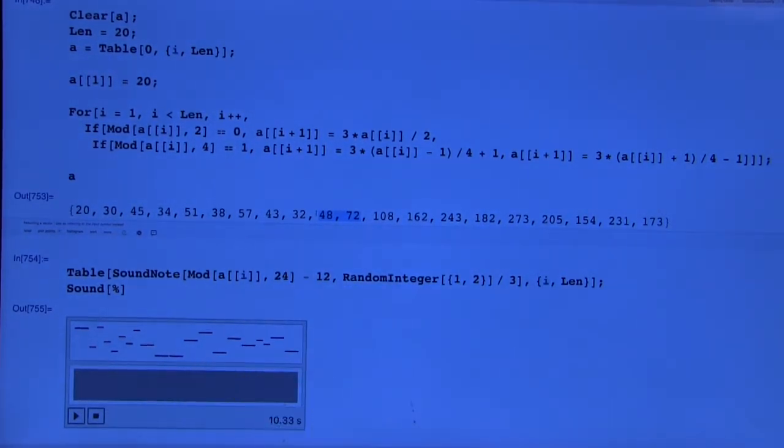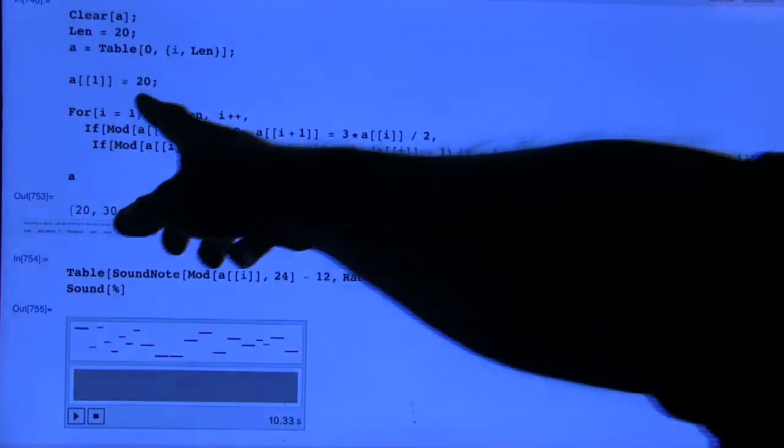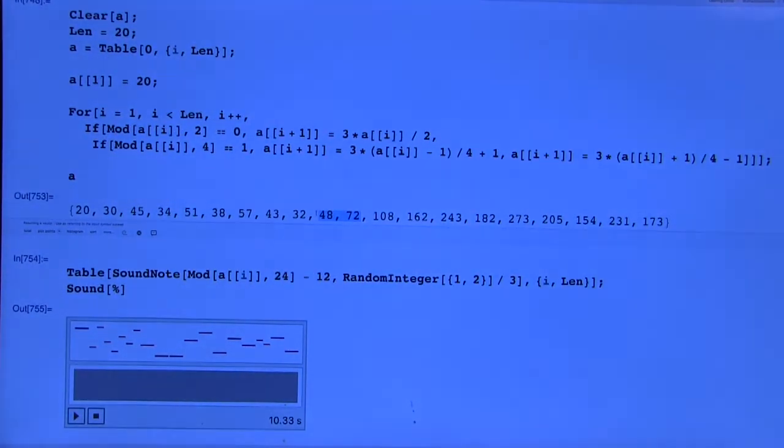Yep. Good observation. So I want you to play with this and find a song you like, a 20-note song you like. All you have to do is change the starting number. Okay. Then I want you to find one, and then I'm going to have you play your song on your viola, and you'll play it on the piano.